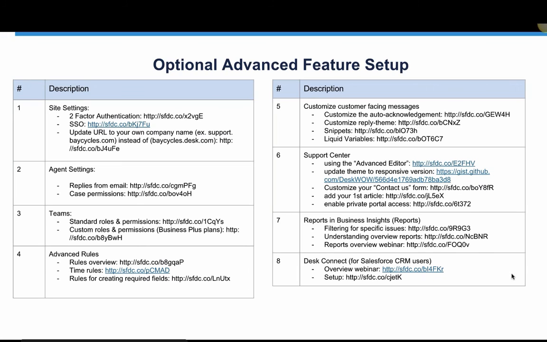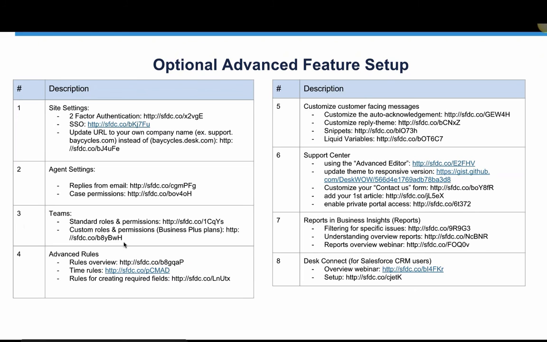If you're starting to think already about advanced feature setup, here are a couple things that I can point you to. For security, you may want to think about 2-factor authentication, single sign-on. You may want to think about case permissions for agents, or how they can reply, whether it's just from Desk or perhaps you want to allow that in their emails as well.